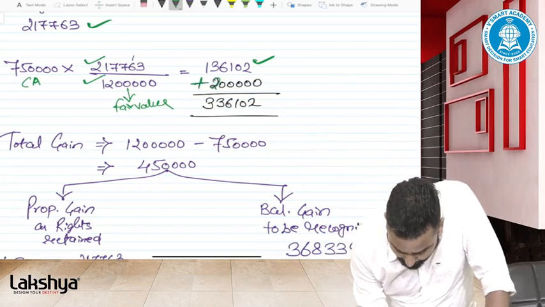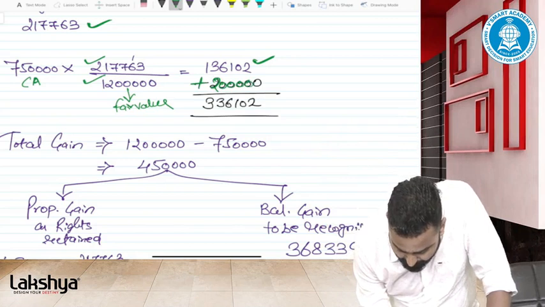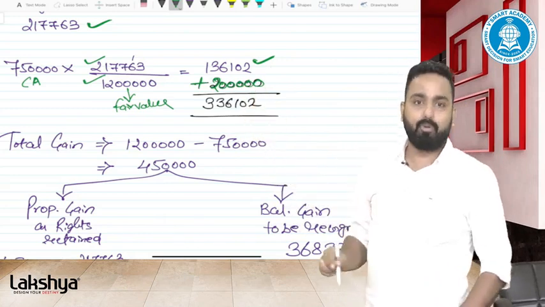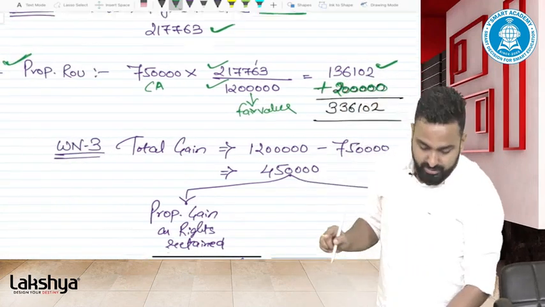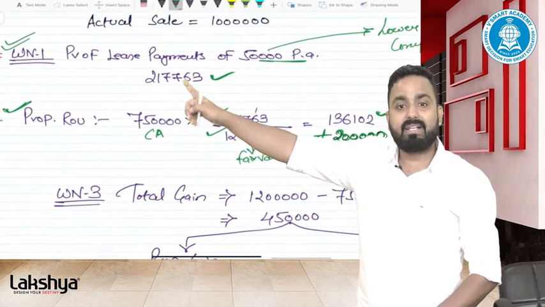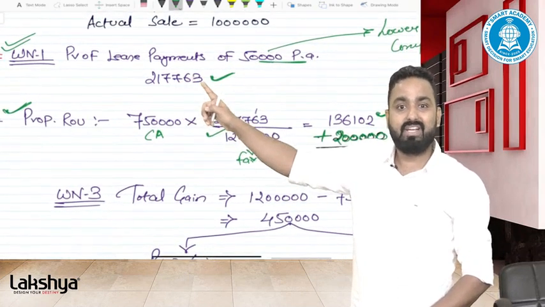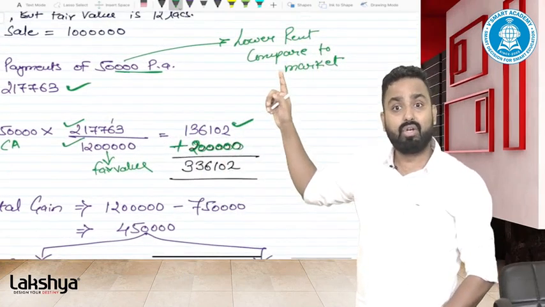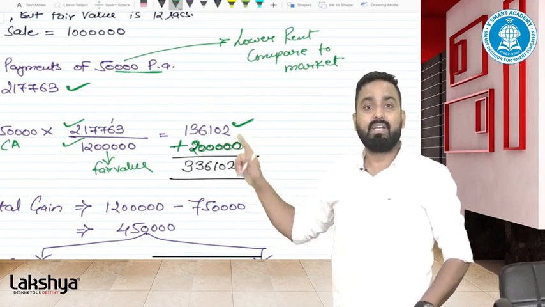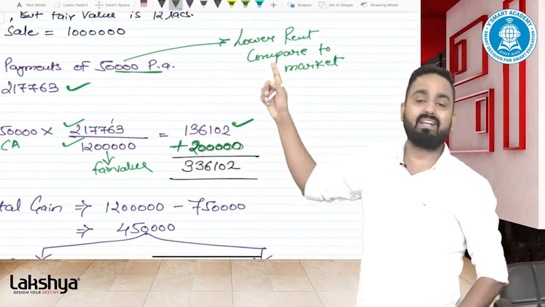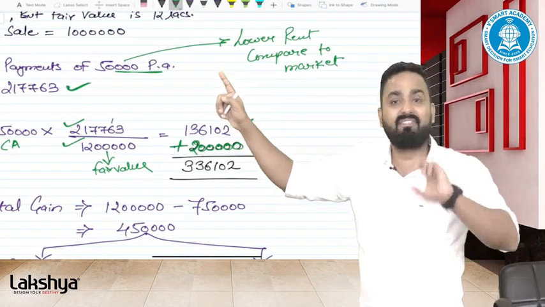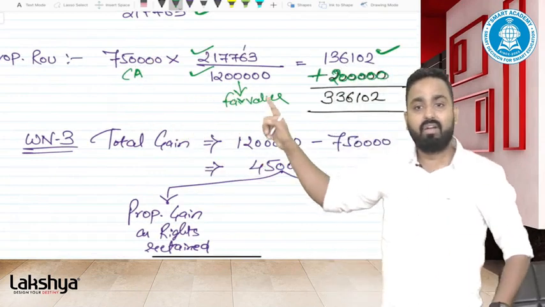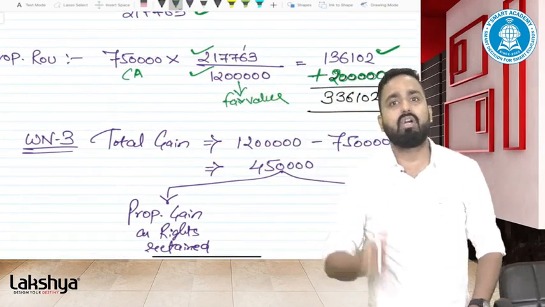Then we added 2 lakh rupees separately here. Now you will ask me, sir, why we added 2 lakh rupees? Try to understand. Actually, when we calculated the present value, that is 217763, this present value is the present value of this 50,000. And this 50,000 is not the market rent. It is the rent lower than the market rent. So this 50,000 doesn't reflect the market value. So technically the base is not clear. Here when we are applying the formula, the base is not clear.